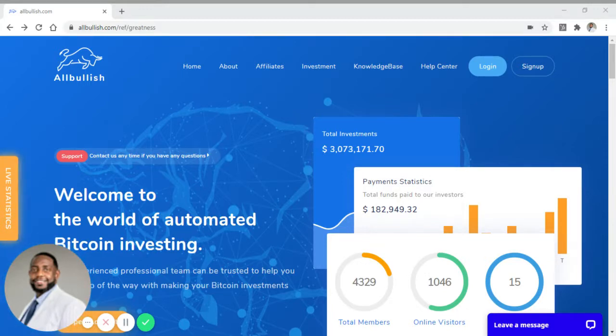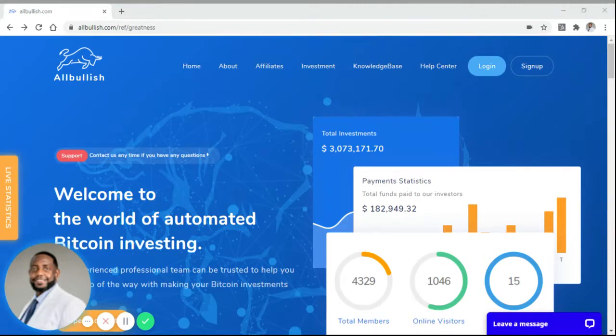So when I went to All Bullish, I stumbled upon this in one of the other groups that I'm in, and I looked at the platform, and I decided to go ahead and get started with it because of a few things, right? So the first thing is that the website looked well put together. It doesn't look like something that's fly by night. It was well thought out. It was a great layout. It was very intriguing when I went to the website.